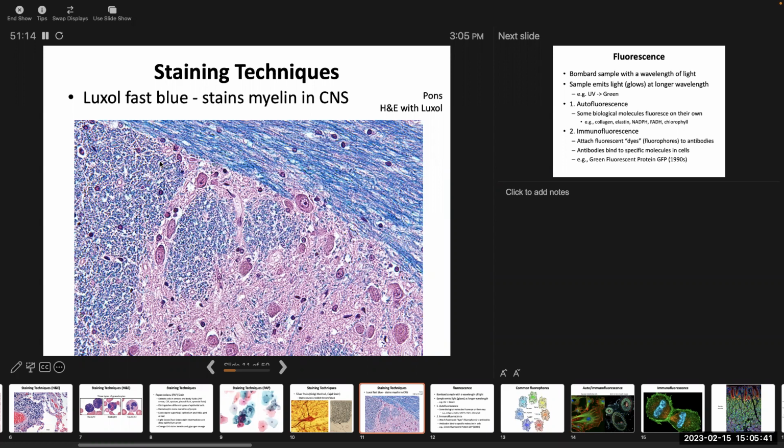It's usually combined with H&E. For example, this picture here is showing a cut section through the pons, stained with a combination of hematoxylin and eosin plus Luxol Fast Blue. If you look at some of the cell structures in here, you see the characteristic dark purple nuclei, some pink cytoplasm, but then all that blue stuff is all myelin.